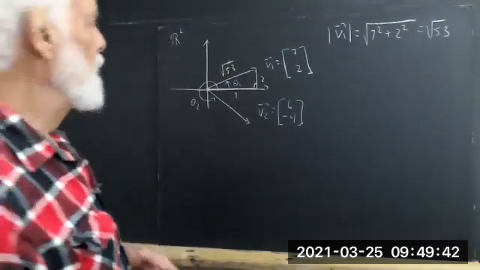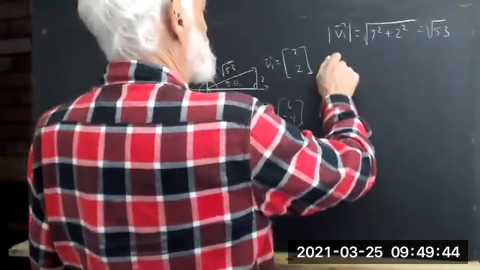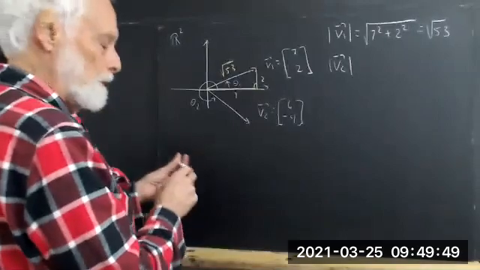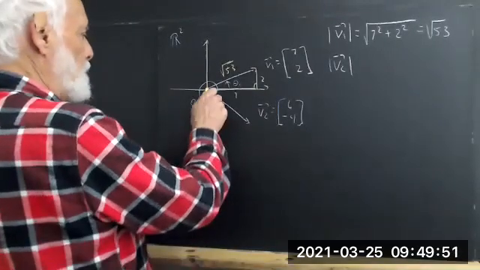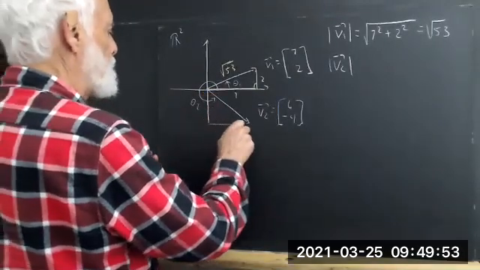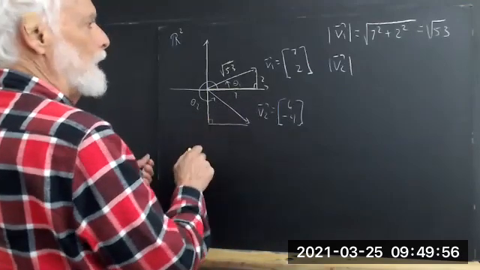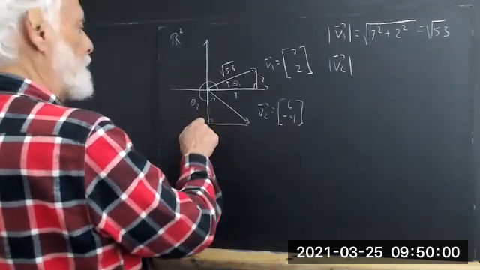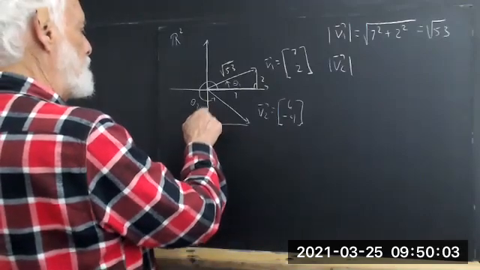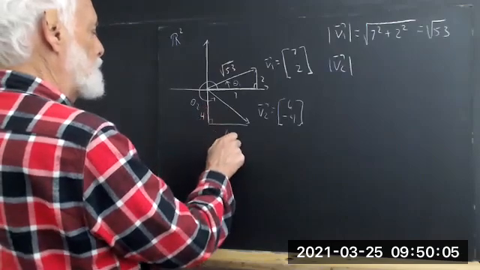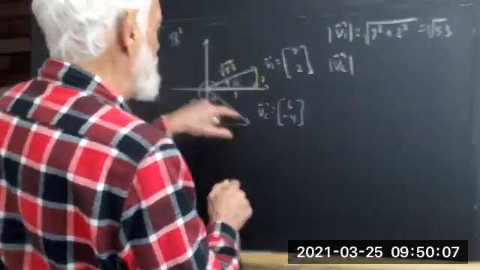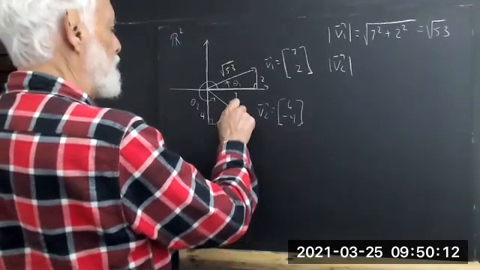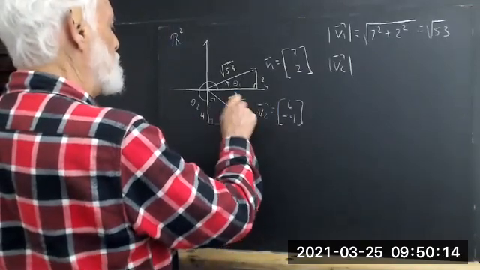Okay. Then the magnitude of V2, well, we could draw a triangle for V2. We could draw a triangle, let's say, down here. And it's a right triangle, and you have a side of length 4 here and 6 here. So the magnitude of this is the square root of 6 squared plus 4 squared. I believe that comes out to the square root of 52.